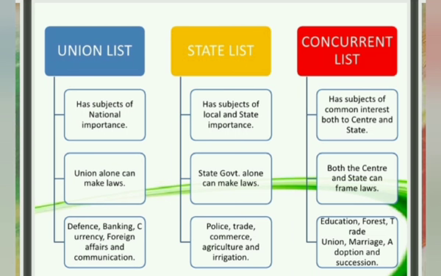Concurrent list. It has subjects of common interest to both central and state. Both the central and state can frame laws. Education, forest, union, marriage, adoption and succession.